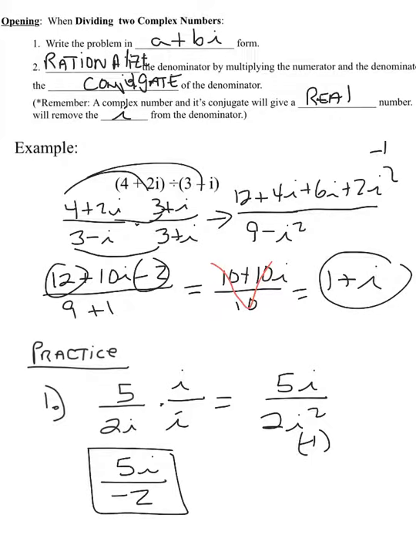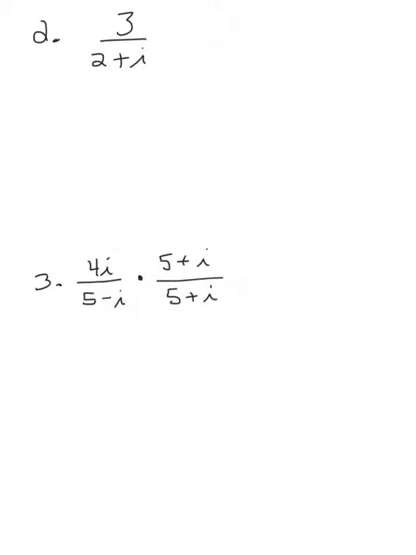All right, so let's look at some more examples. So here we go on dividing. Once we said in the bottom we've got 2 plus i, we need to multiply by the conjugate. So we take 2 minus i on the bottom. And we'll multiply by 2 minus i, the conjugate, in the top.